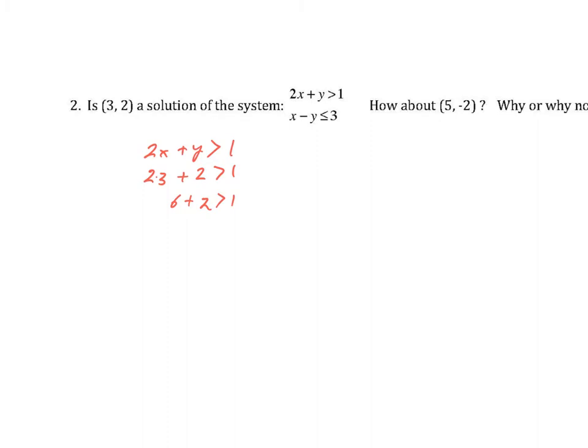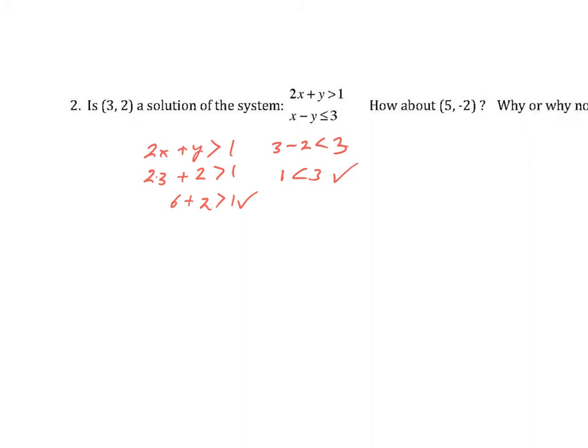Let's go ahead and plug in 3 and 2 to the next one. So 3 minus 2 is less than or equal to 3. Is that true? Yes, 1 is less than 3. So that's true. That means that if we graph these two, that point would be in the double shaded area, right?